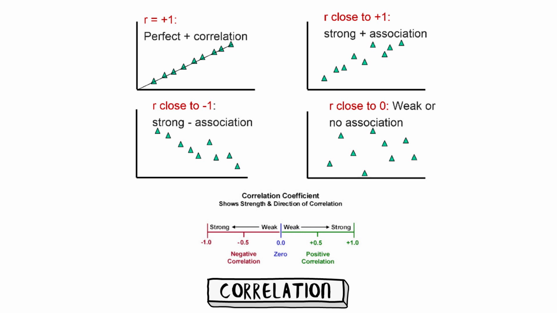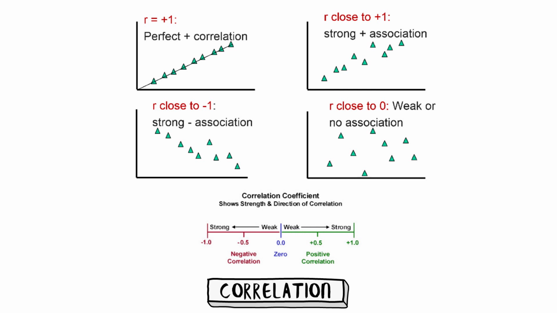A correlation coefficient of +1 indicates a perfect positive correlation, where the variables move in perfect synchronization. A correlation coefficient of -1 indicates a perfect negative correlation, where the variables move in opposite directions. A correlation coefficient of 0 indicates no linear relationship between the variables.